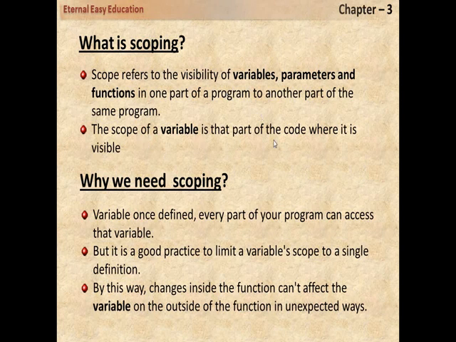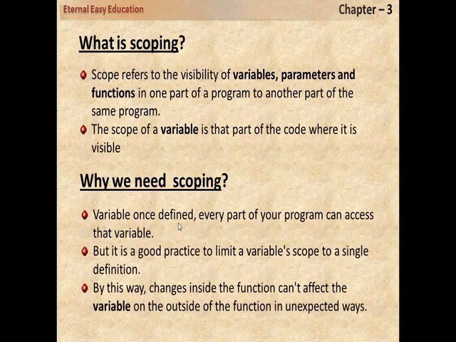That is a normal thing. That accessibility is said to be the scoping. Scoping is a concept for variables, parameters and functions. But in this chapter we are going to see the visibility of variables. So visibility of the variable means simple accessibility of the variables. Then, why do we need scoping?